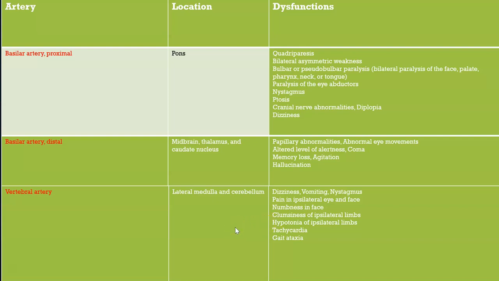We can identify the symptoms if we know the function of each lobe and function of each structure, and then you get the case study that this client presents with occlusion of this artery and what are the symptoms, you will be able to identify.